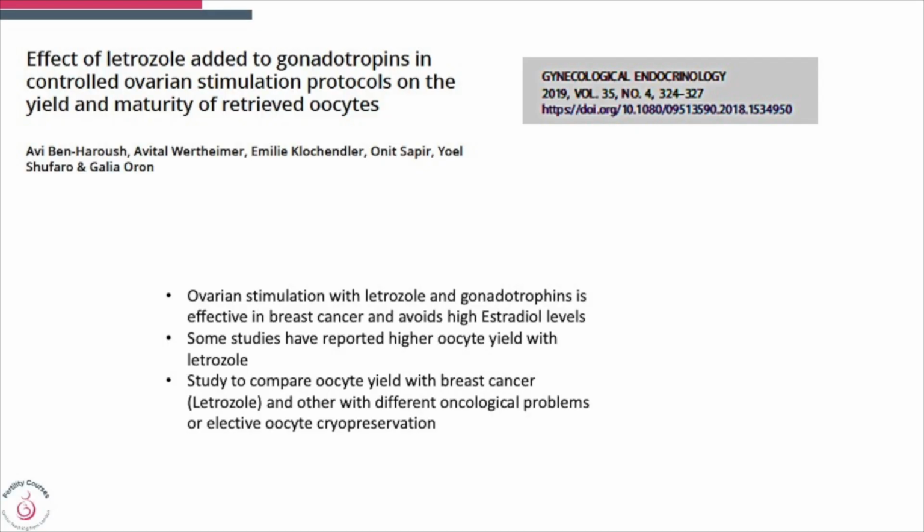So this was a paper published in Gynecological Endocrinology in 2019. And where do we use letrozole generally? We use it for breast cancer patients, so you're combining it with gonadotrophin so you keep estrogen levels low. Some studies have shown that if you add letrozole to a gonadotrophin cycle, oocyte yield may increase. So this study was to compare oocyte yield in women with breast cancer who had letrozole with other oncological problems with elective oocyte preservation.